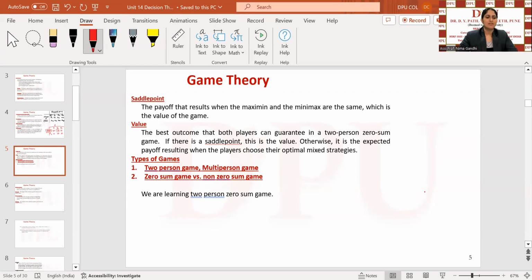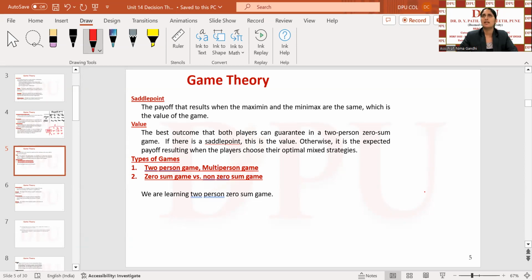So what is basically the value of the game? The value of the game is the value that A is guaranteed at least to win if B chooses any of the strategies. The minimum profit for A when B chooses any of the strategies is the value of the game. So when minimax is equal to maximin, we are saying that we have a saddle point, and that value is the value of the game. It is the best outcome that both players can guarantee in a two-person zero-sum game.